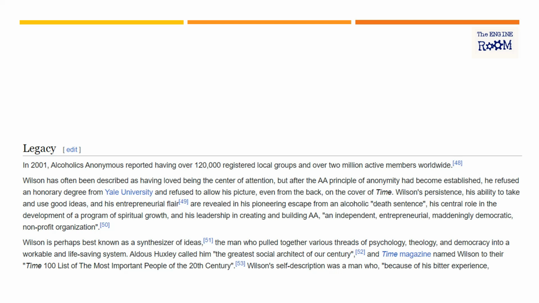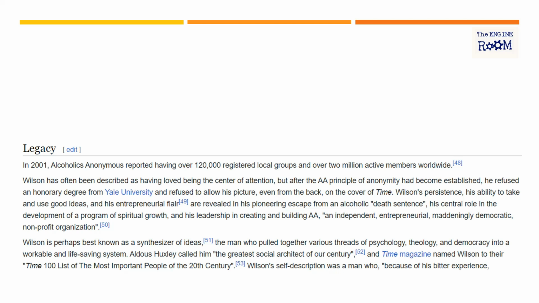Pick it up from the second paragraph. Wilson has often been described as having loved being the centre of attention. And if you've read Bill's story, I think it's in there. But after the AA principle of anonymity had been established, one of our traditions, he refused an honorary degree from Yale University and refused to allow his picture, even from the back, on the cover of Time.